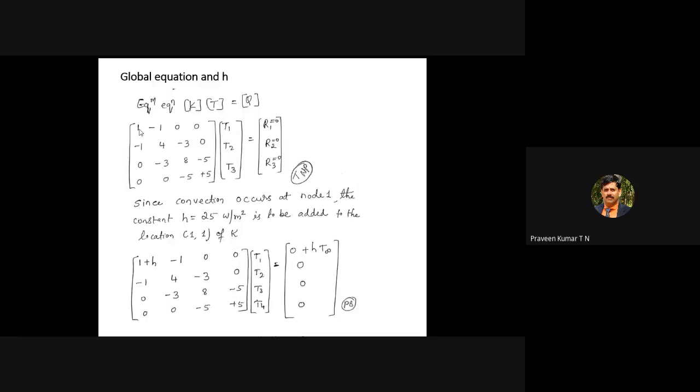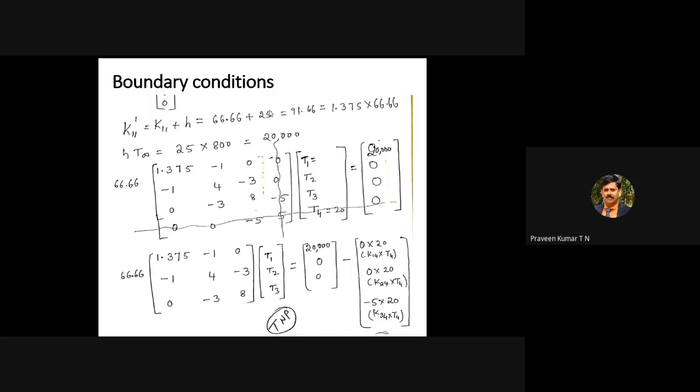If you come back here, it is 1. Here you have the multiplication factor 66.66. So the correct value is 66.66 plus we have 25. So we get 91.66. We are taking the multiplication factor 66.66 outside. Hence it is multiplied by 1.33, or we have 91.66 divided by the multiplication factor 66.66. Hence we are getting 1.375. Because you are keeping the multiplication factor outside, you have to do it separately. K11 dash, the revised or updated value of K11, is given by 1.375.